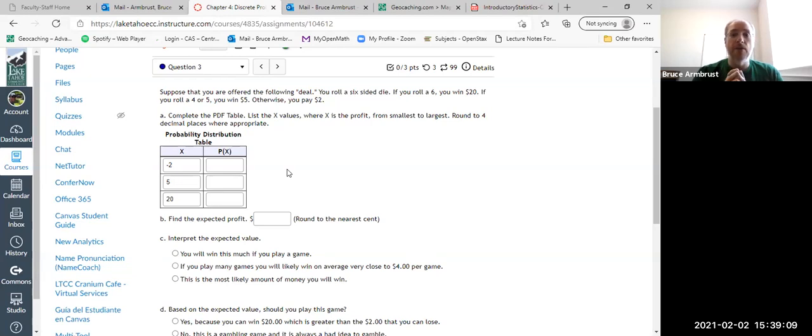All right, so now what we need are the probabilities of each of those. Like, what's the likelihood that we're going to owe $2, or that we're going to win $5, or we're going to win $20? So let's start with the losing. No, let's start with the winning 20 bucks. Let's be positive, right? So what's the probability that we win 20 bucks? I roll that die, and what's the likelihood that I get a result that makes me win 20 bucks?